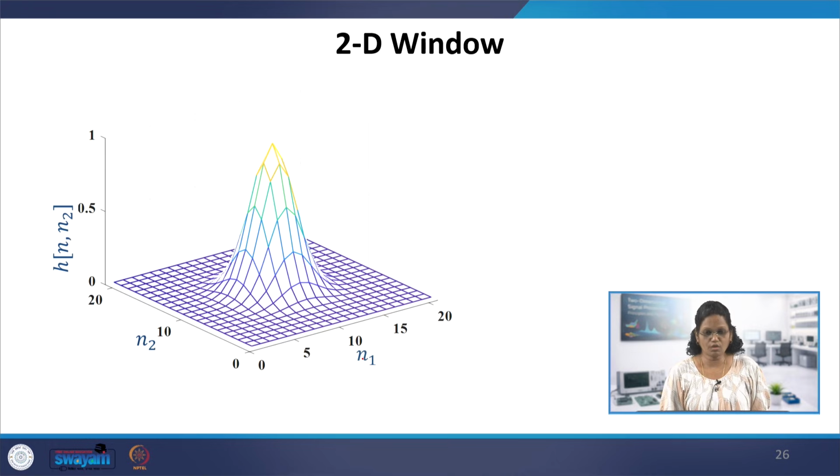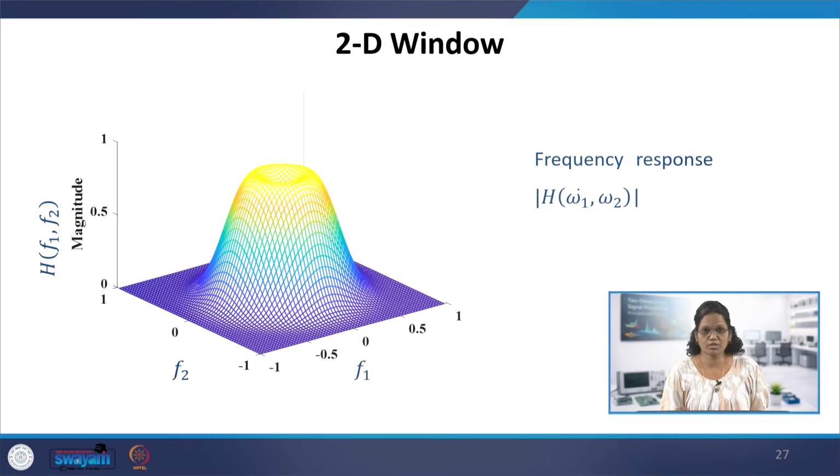So this 2D window we would like to show here. This N1 and N2, h of N1 comma N2, is a window function. This is a Gaussian window, and the frequency response obtained from that 2D window is this. This is with the Gaussian, so it's very smooth. You can't see any ripple in this stop band. It's a very smooth filter, using this Gaussian as the window function. So this is the response we obtained from the design.